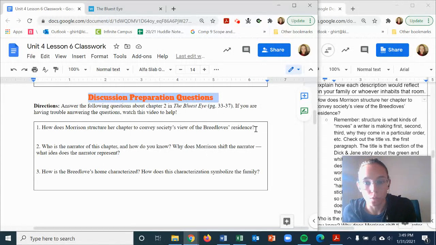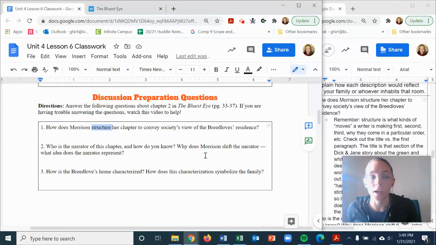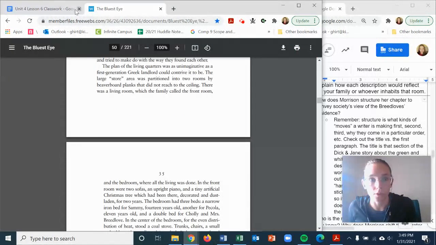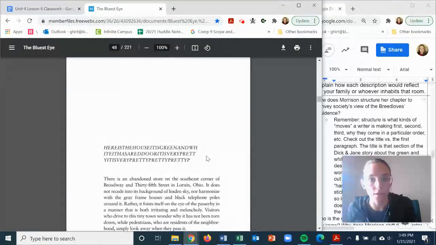Okay, so question 1: how does Morrison structure her chapter to convey society's view of the Breedloves' residence, their home? Remember, when we talk about structure, we're talking about what kinds of moves the writer is making, first, second, third, why they come in a particular order, that kind of thing. So if we look at the chapter we're looking at, remember we are in chapter 2, pages 33 through 37.